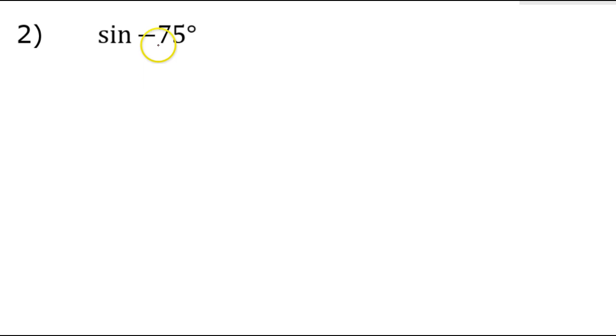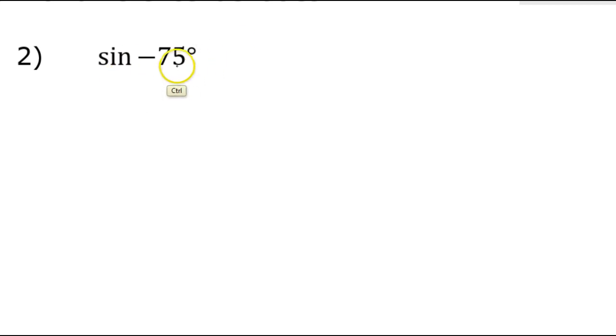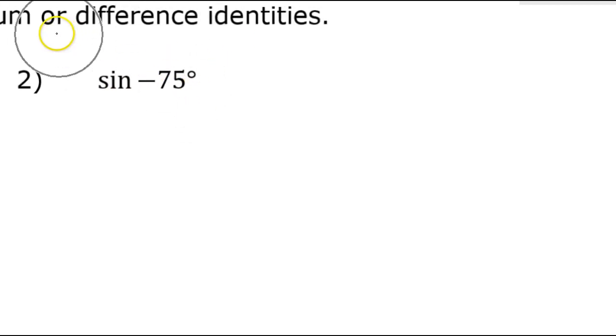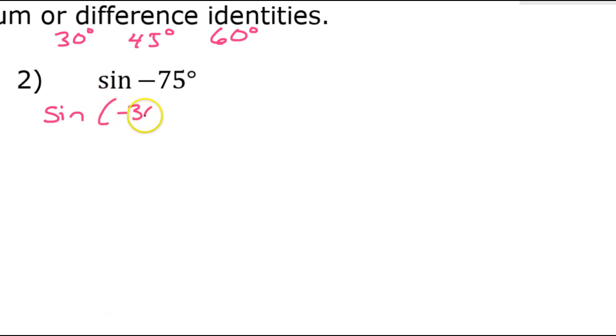Okay, for problem number 2, 75 degrees is obvious enough how to split it up into special angles that I'm just going to stay in degrees. Now in degrees, the special angles are 30 degrees, 45 degrees, and 60 degrees. And since 30 plus 45 is 75, that means negative 30 plus negative 45 degrees is going to give you negative 75 degrees. So one way to do this would be to do the sine of negative 30 plus negative 45 degrees, because that would add up to negative 75.